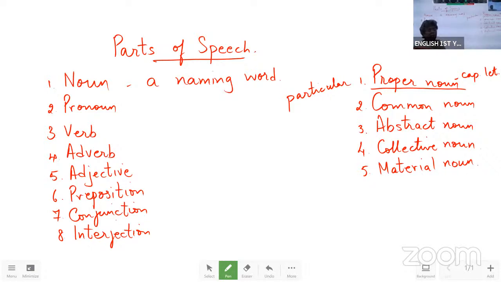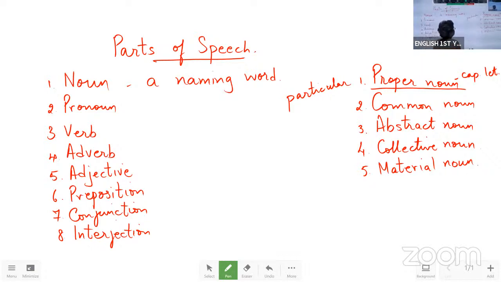Names of the months: January, February, March. Names of the week: Sunday, Monday, Tuesday. Names of the mountains: Mount Everest, Mount Alps, Western Ghats. Any particular name of a person, place, or thing is a proper noun.